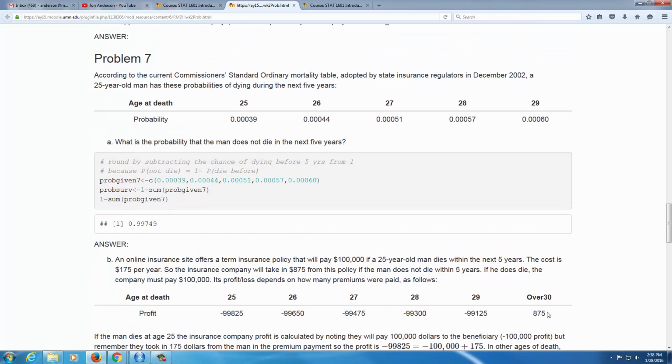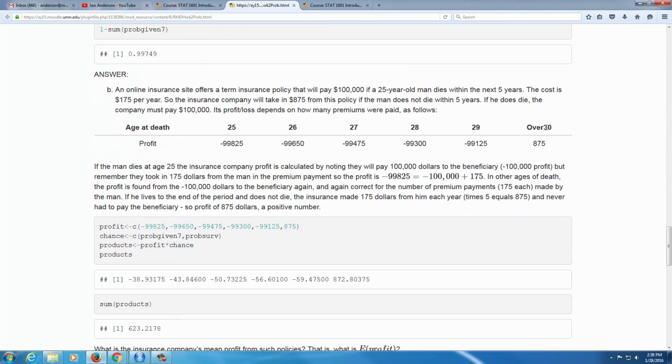The probability that he lives to the end, of course, is this 99749 you figured out earlier. The probability that he dies in this year and the insurance company gets this negative profit is this probability right here. And I've made those lists in the code blocks. Here are the profit amounts. Here are their respective chances, by putting together the given chances and the part that I computed.